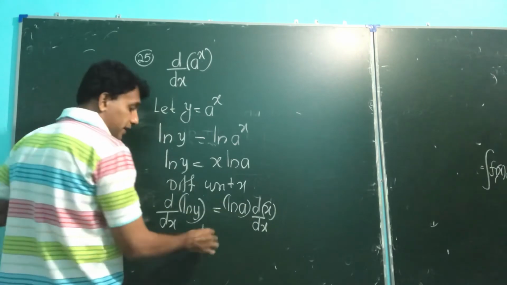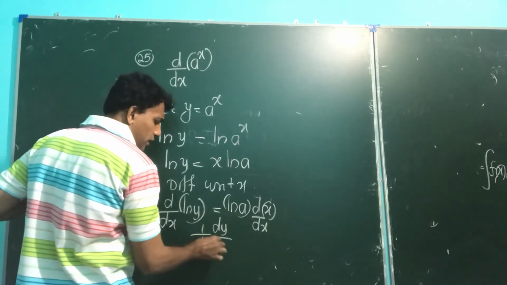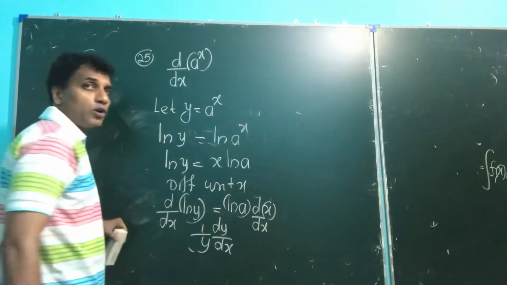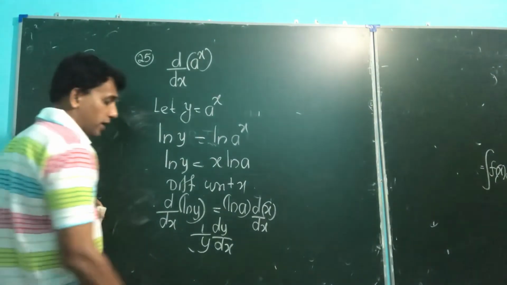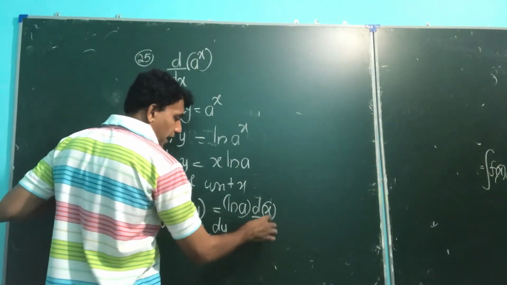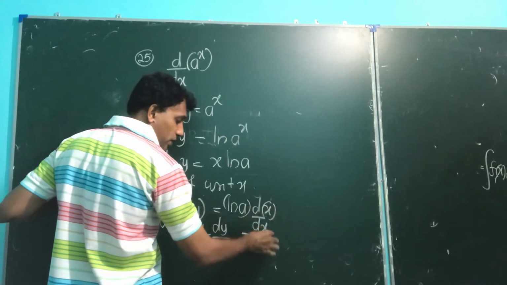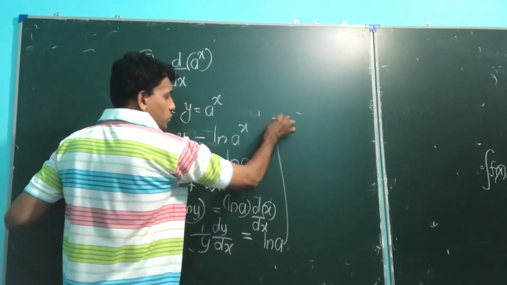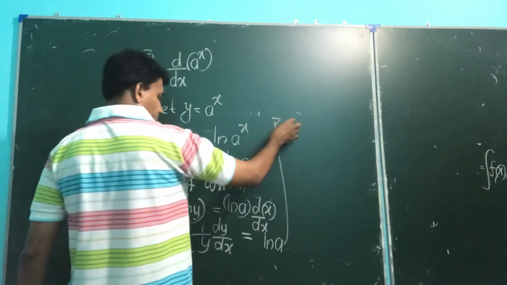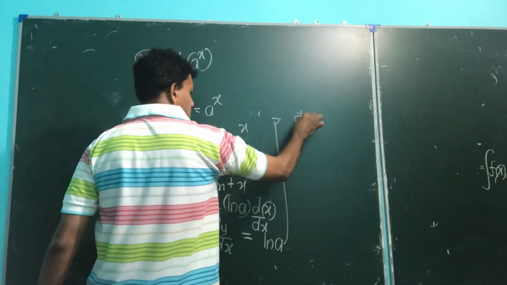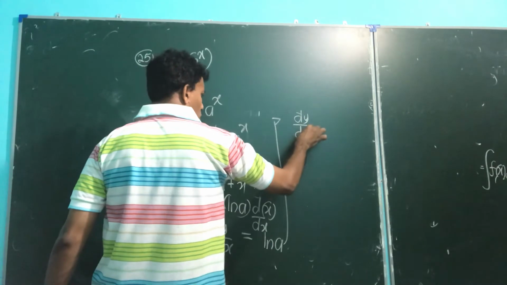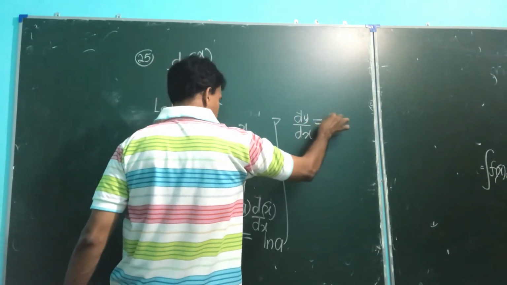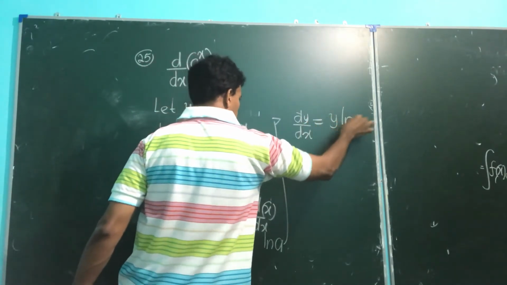To change that, we multiply by dy over dx, no? 1 over y, dy over dx, right? That's equal to the other side. X is 1, the differentiation of x is 1. Therefore, logarithm a. So what is the answer then? Dy over dx equals, cross multiply, y logarithm a.